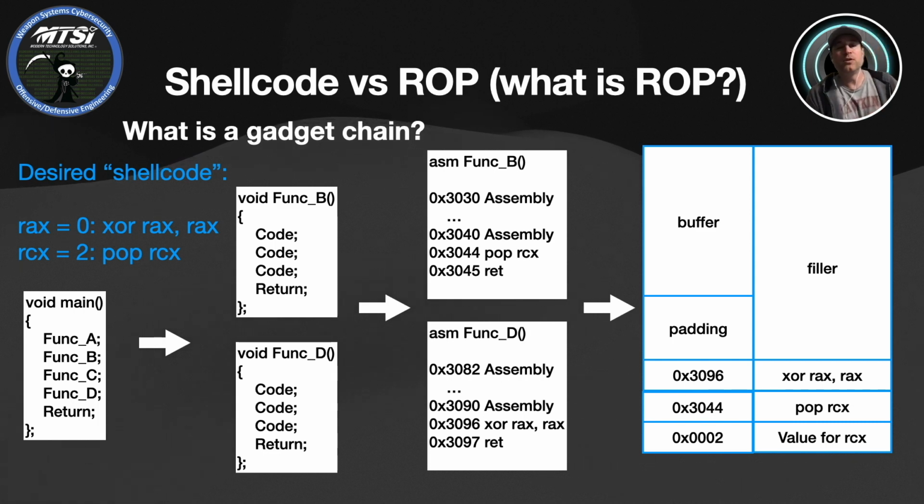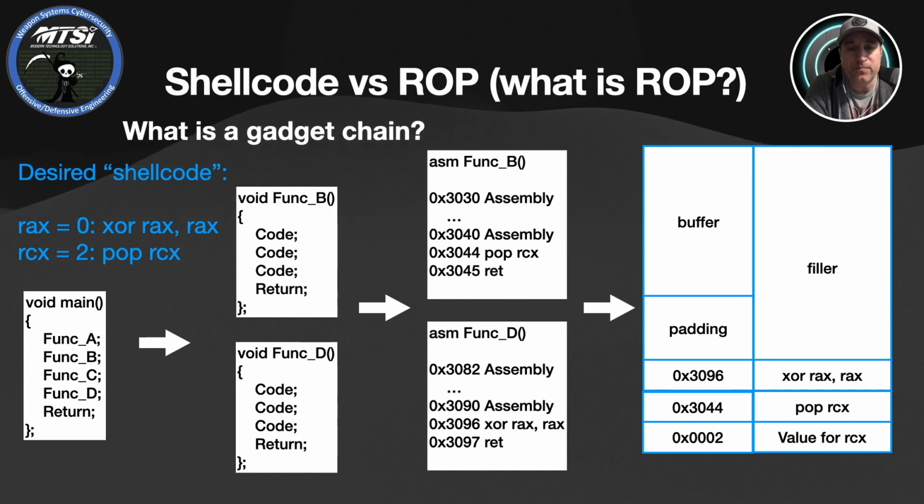So you can see I put onto the stack address 3096, and then address 3044, followed by the value 2. I'll talk about why that's there in a second. What happens now is that when this buffer is overflowed in a given function, when the function goes to return, it goes to this location on the stack, thinking that it's going to get the address to jump back to where it came from, main or some other function.